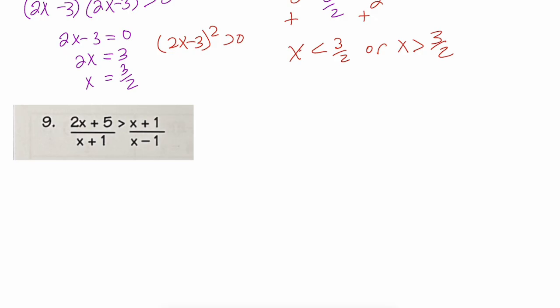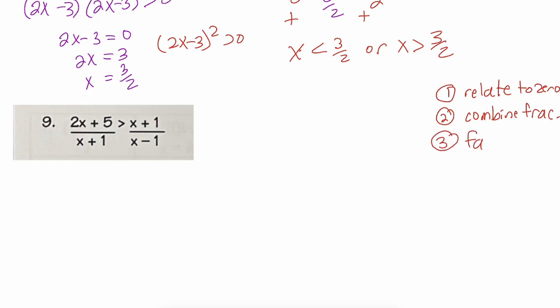Okay. Now, yesterday we talked about the rules for a fractional one. The first one we want is to relate it to 0. The second thing we want is to combine any fractions. The third thing we want to do is get it into factored form. The fourth thing we want is to make our plus or minus chart. Okay, so if you follow those 4 steps for your fractional ones, you got it.